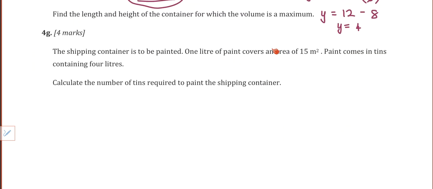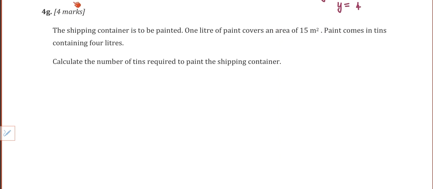Finally, the shipping container is to be painted. There's a lot of marks here for this final bit. This would be like the final question in the paper. 1 litre of paint covers an area of 15 square metres. Paint comes in tins containing 4 litres. Calculate the number of tins required. So what do we need first?